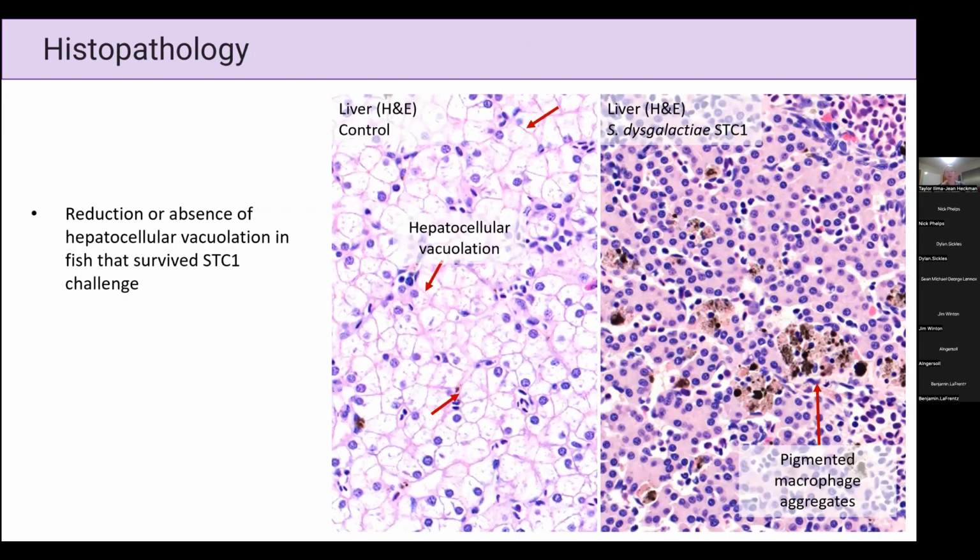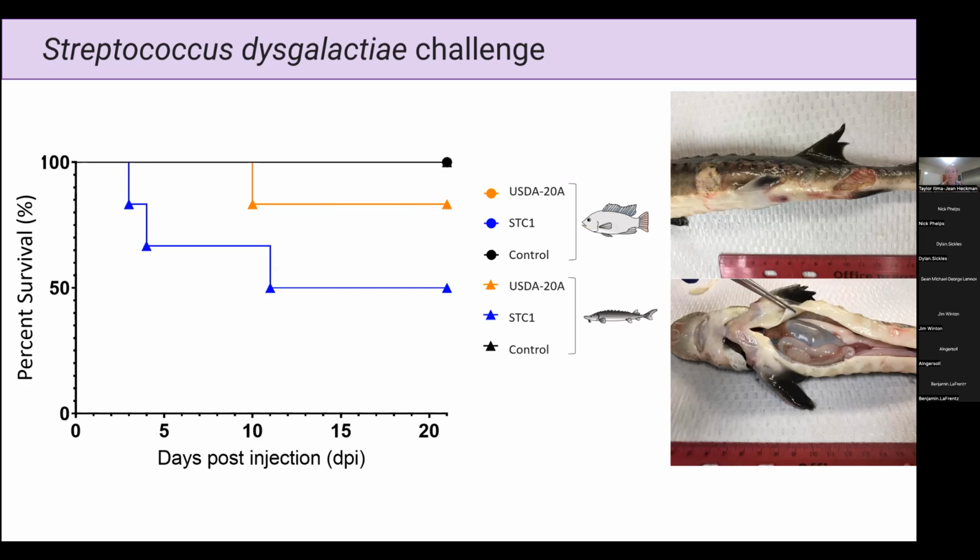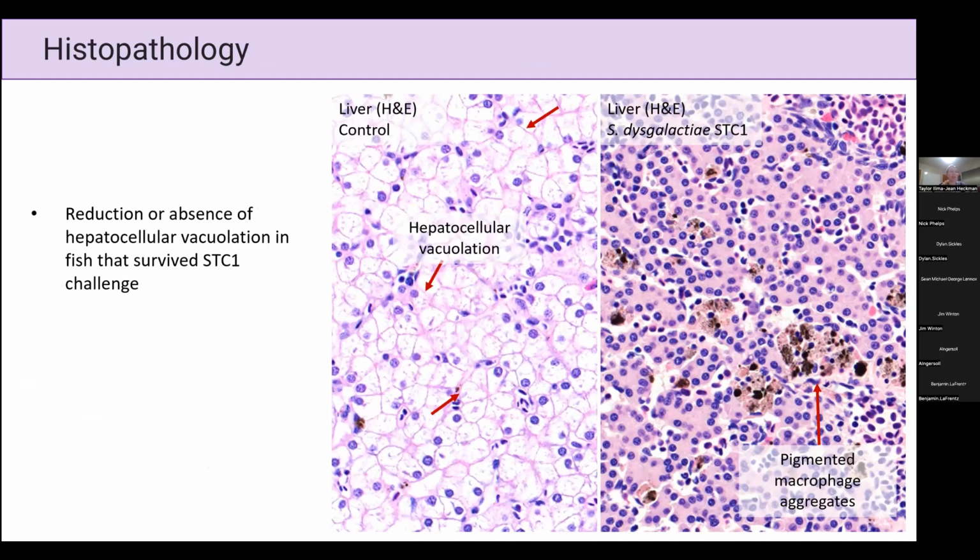And our histopathology supported some of these lesions that we saw in our fish. So you can see the skin lesions on our sturgeon in the top, and then some lesions in the internal organs as well. So we had hepatocellular vacuolation in our fish that survived the challenge. So there's a reduction or the absence of hepatocellular vacuolation in those survivors, which can be associated with a number of factors, including stress and disease.